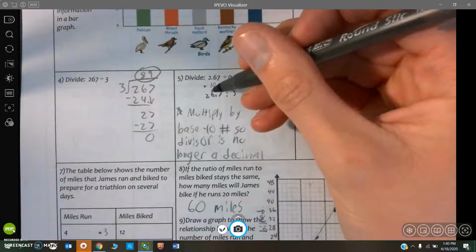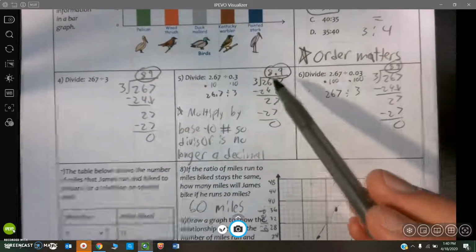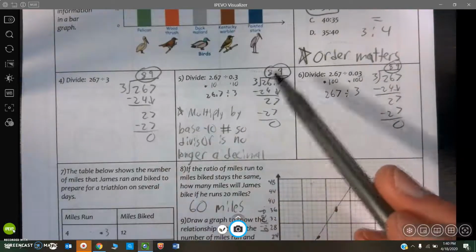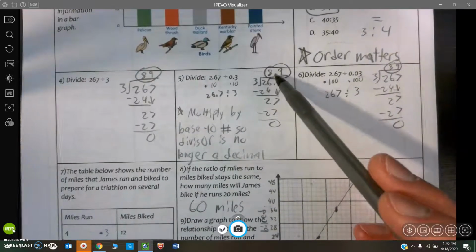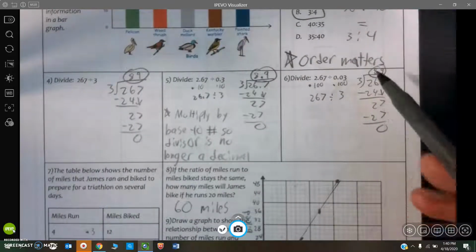If you do it to one side, you must do it to the other side as well to keep it equivalent. And then I divide here. Same thing as before. The only difference was there was a decimal here, so I needed to have a decimal in my quotient. And number 6 is the same thing.